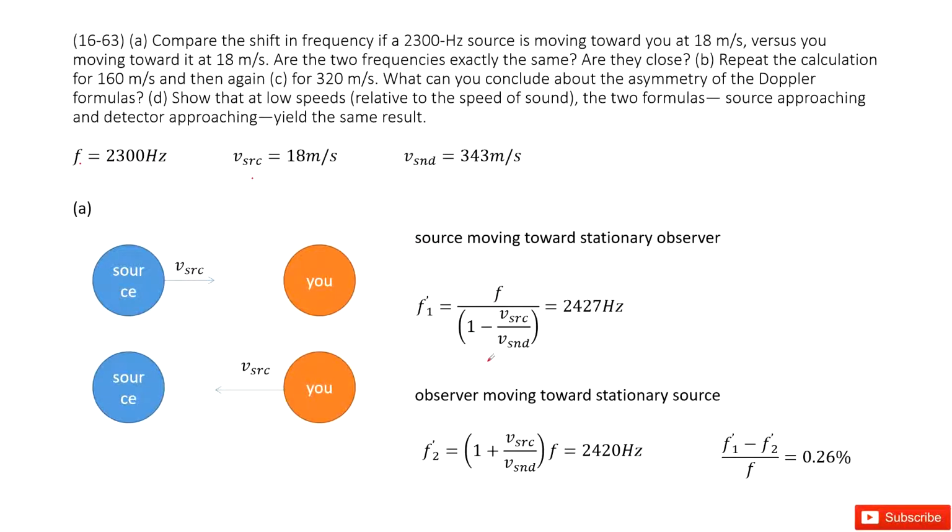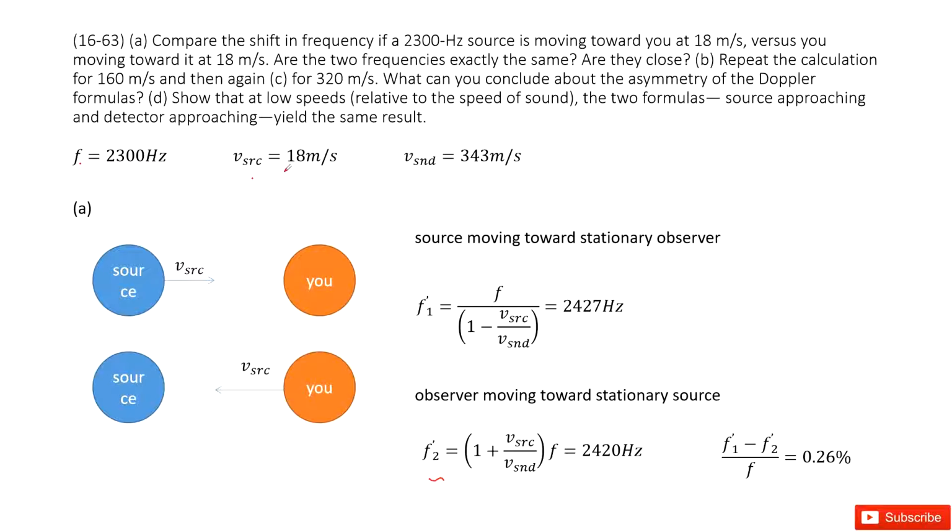The first case is the source moving toward the stationary observer. We have the function f1 in our textbook, and we just input the frequency f, the relative velocity, and the velocity of the sound wave. We get the answer there. In the second case, we have the observer moving toward the stationary source. We have this function in our textbook, input the known quantities, and get the answer. They are different, right? But there is not a big gap, just a 0.26% difference.